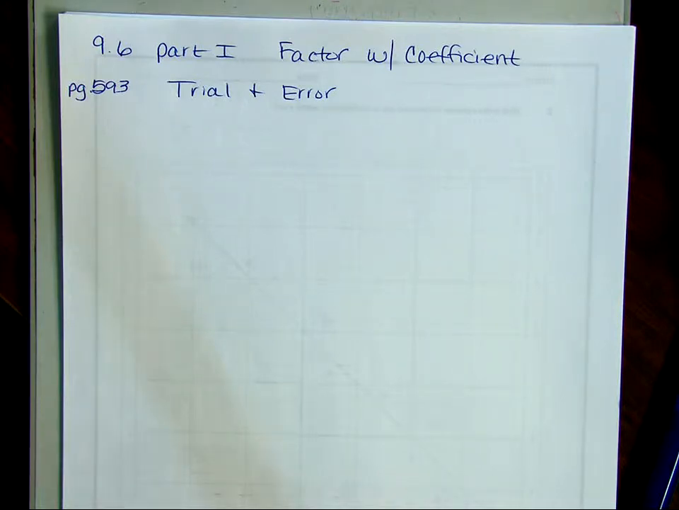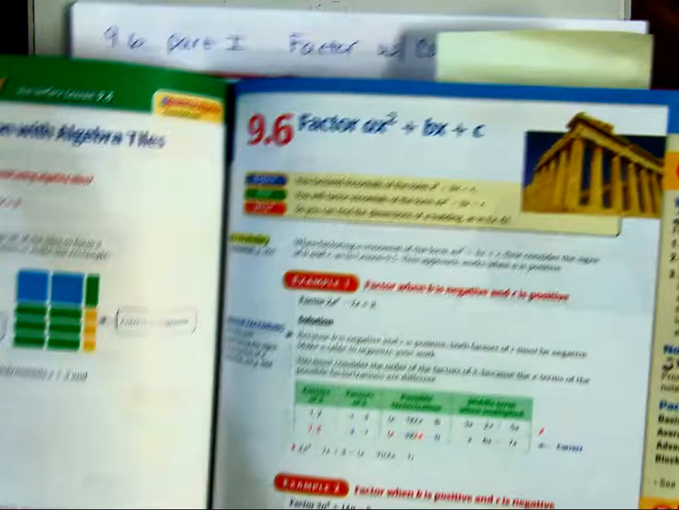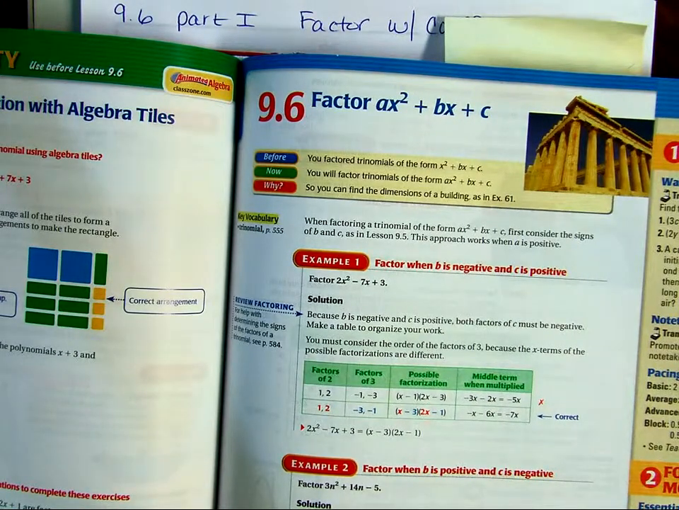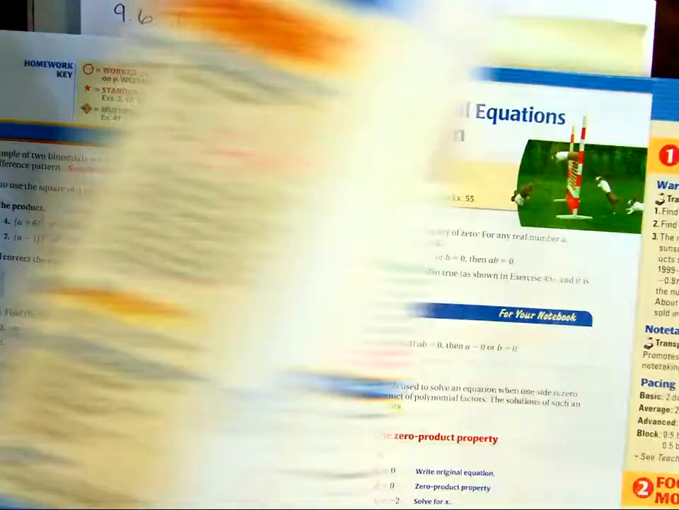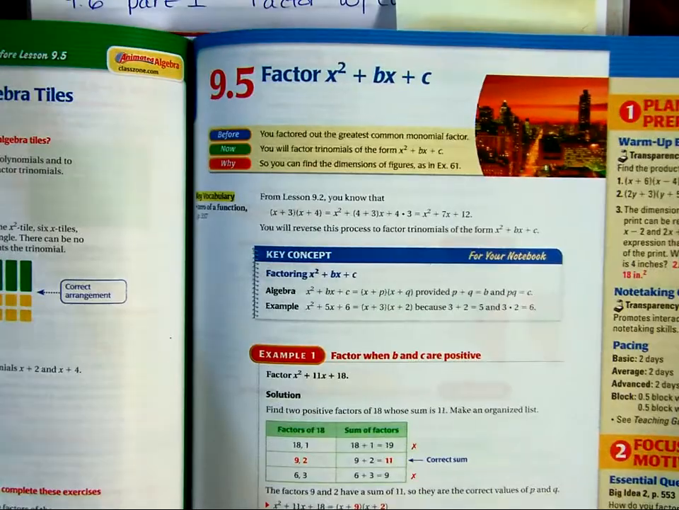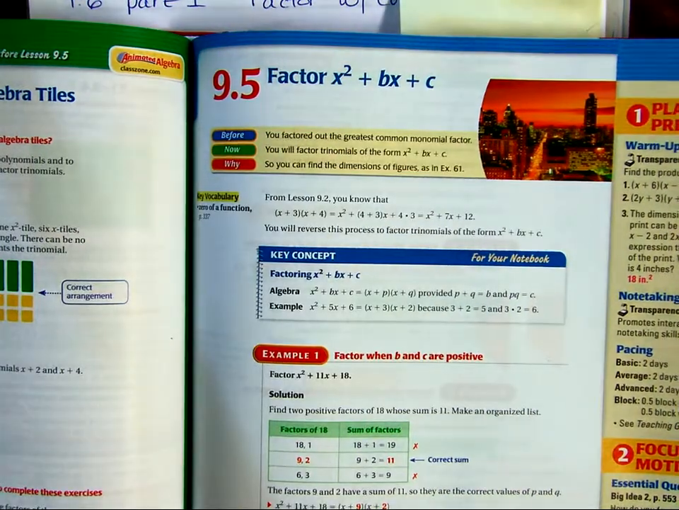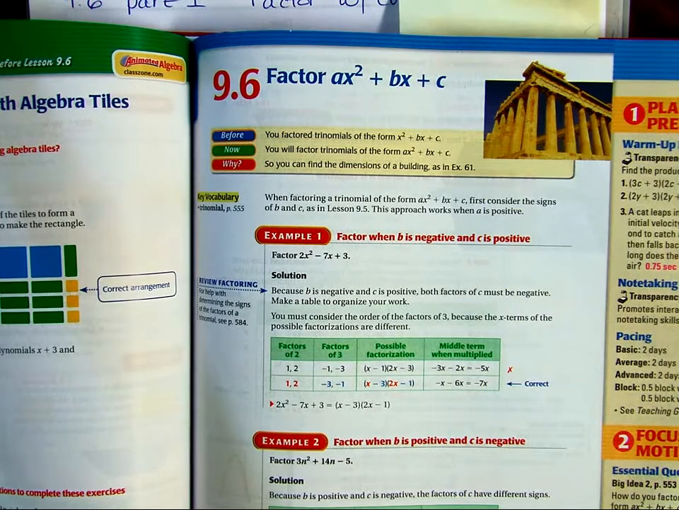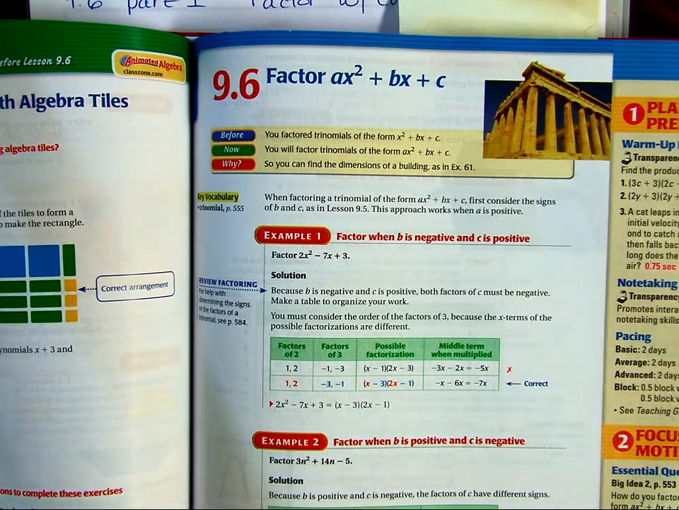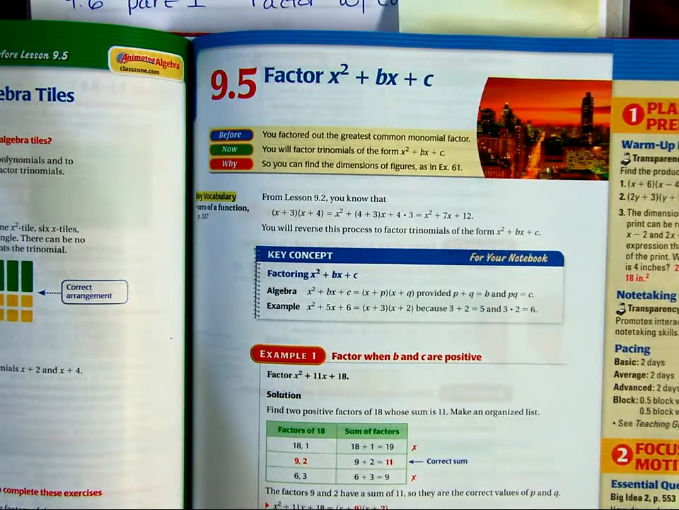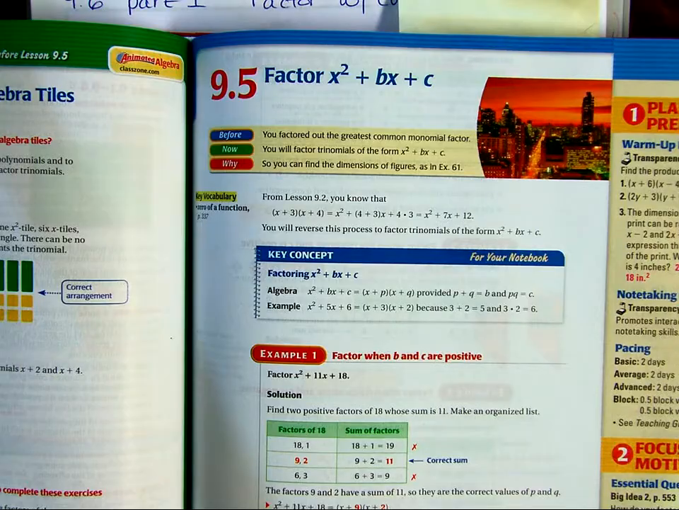Okay. So I want you to take a look at what the name of section 9.5 was and compare it to the name of 9.6. So let's look at that. Look at 9.5. It says factoring x squared plus bx plus c. 9.6 is factoring ax squared plus bx plus c. Only difference is what? In front of the x squared, there is nothing, which means there was no coefficient, right?